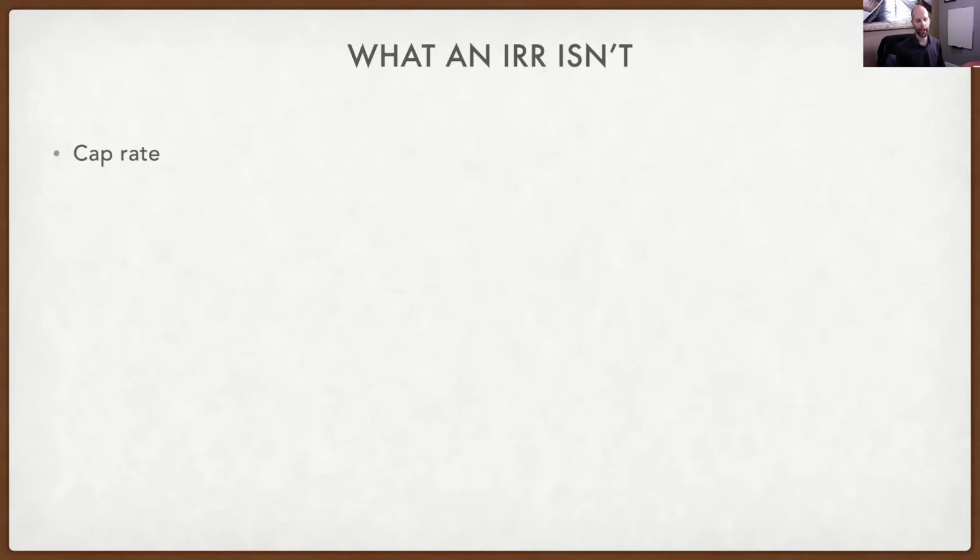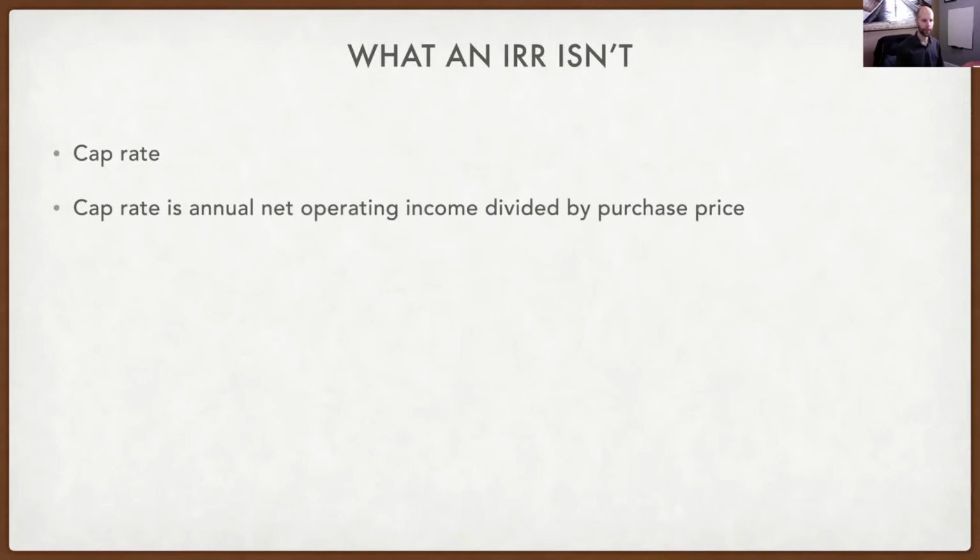It's not a cap rate. So a cap rate is your net operating income divided by the purchase price. So your net operating income, obviously you have your gross operating income, which is how much income a property generates in a year. Then you deduct all of your expenses from that gross income. Once all your expenses are deducted, you have your net operating income. You divide that by the purchase price, and that gives you a cap rate. It's going to be a percentage.